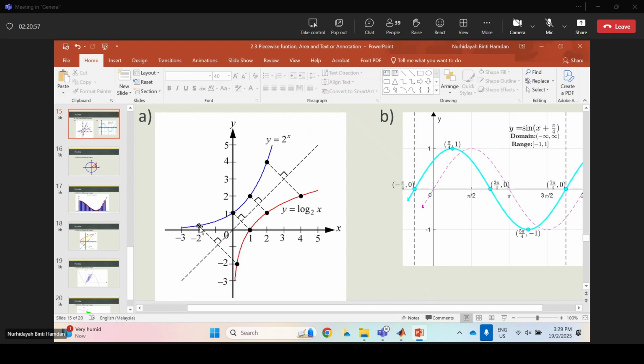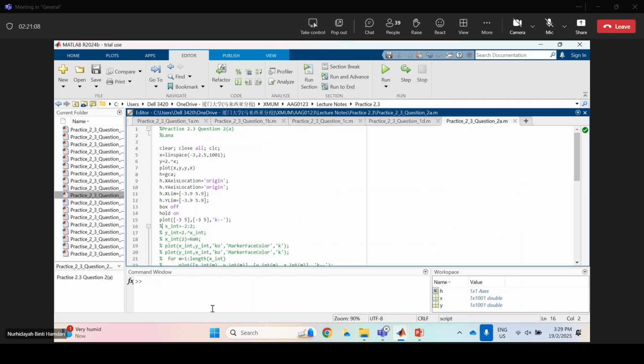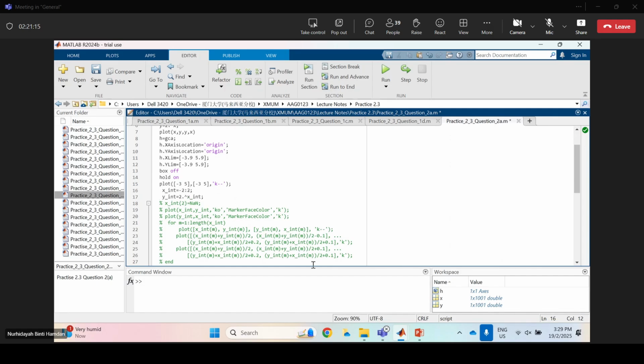Then now we want to put a marker here. It's a black color circle. So we do x integer from -2 to 2. We only want to take integer values only. Here you see the increment, I didn't put the increment value, so the interval will be 1. So -2, -1, 0, 1, 2. Y will be computed according to when x is -2, -1, 0, 1, 2.